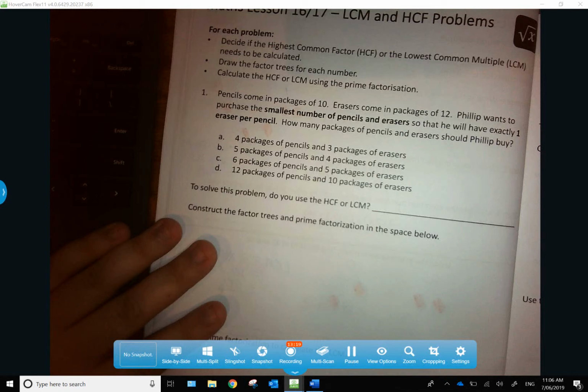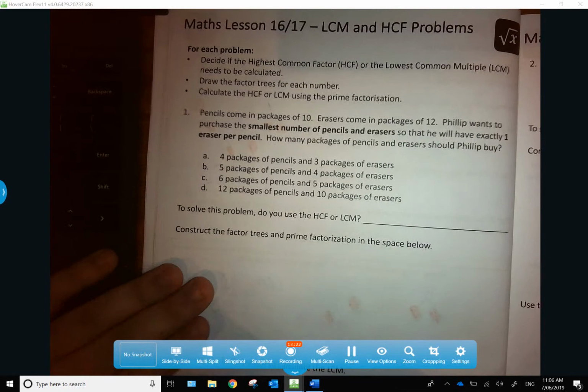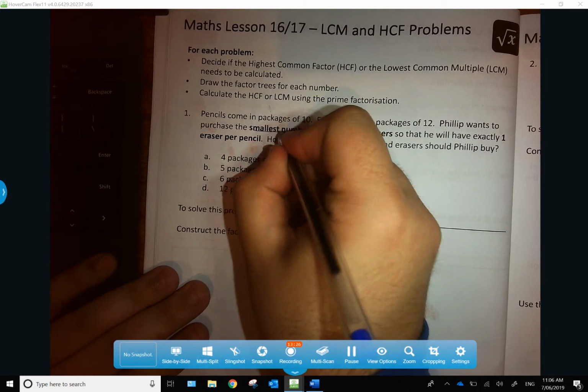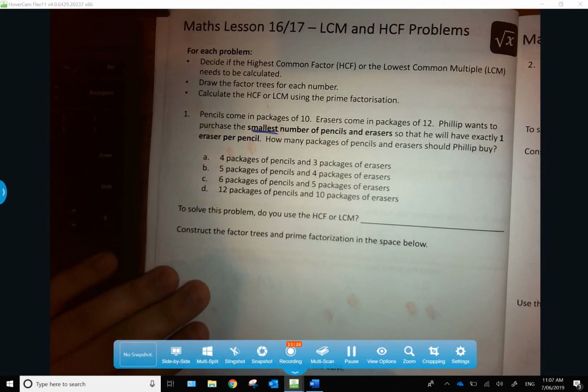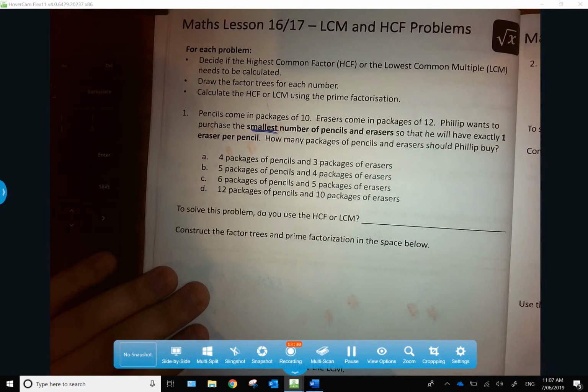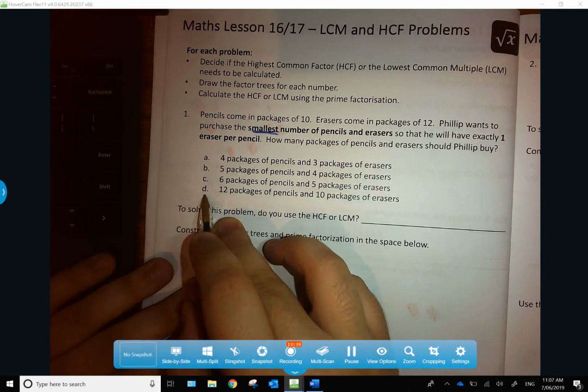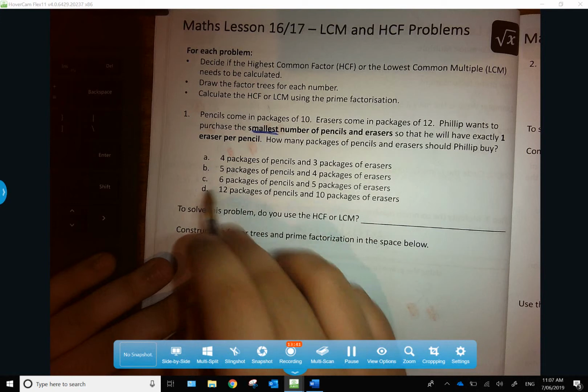Pencils come in packages of 10. Erasers come in packages of 12. Philip wants to purchase the smallest number of pencils and erasers so that he'll have exactly 1 eraser per pencil. How many packages of erasers and pencils should Philip buy? We have to choose one of those, so we'll come back to that. Let's actually do this problem.